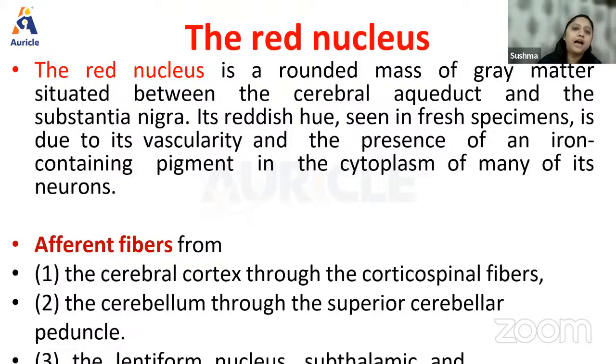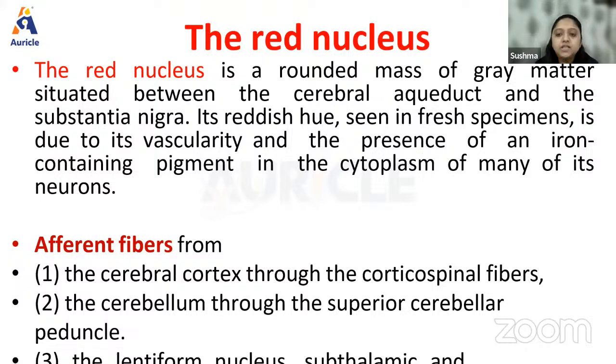Okay, then we have the red nucleus. The red nucleus is related to movement, that is, it is related to motor supply. This is a rounded mass in the gray matter situated between the aqueduct and the substantia nigra. It is called the red nucleus because of the presence of an iron-containing pigment in the cytoplasm.